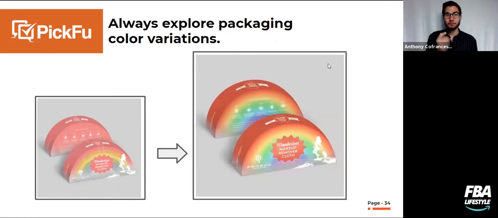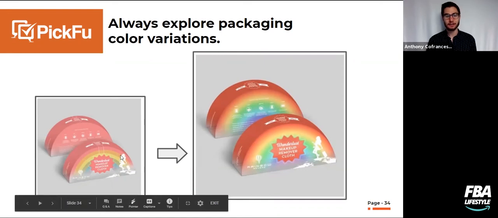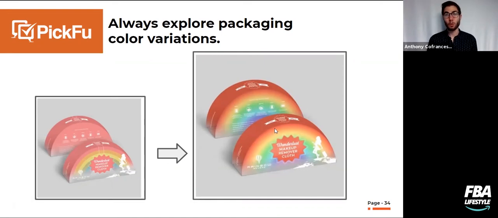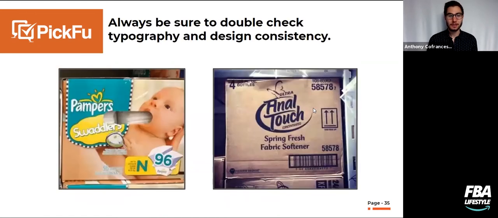Okay, so always explore color packaging variations. You might come to a product packaging design that you really love, but just changing the vibrancy, the saturation, there's a million different ways that you can skin the cat in terms of color. And I would just encourage you to look at 2 different things. When we use PicFu to test these, especially in terms of the impact on CTR, just making the colors more vibrant really can go a long way. So just something to keep in mind there.